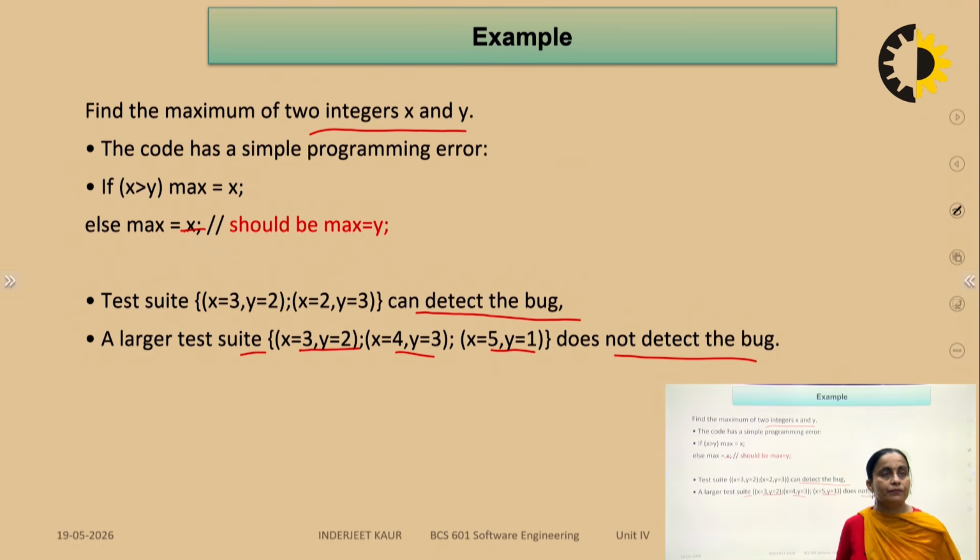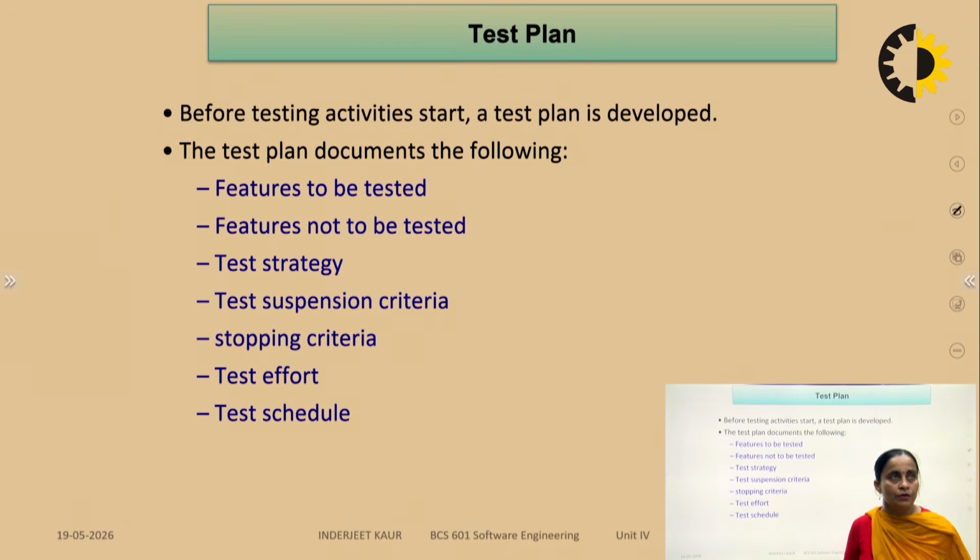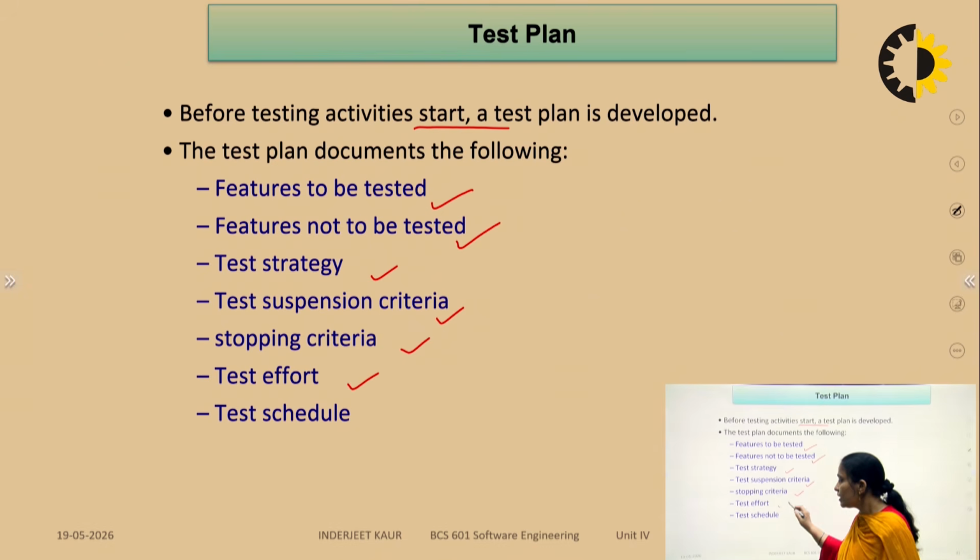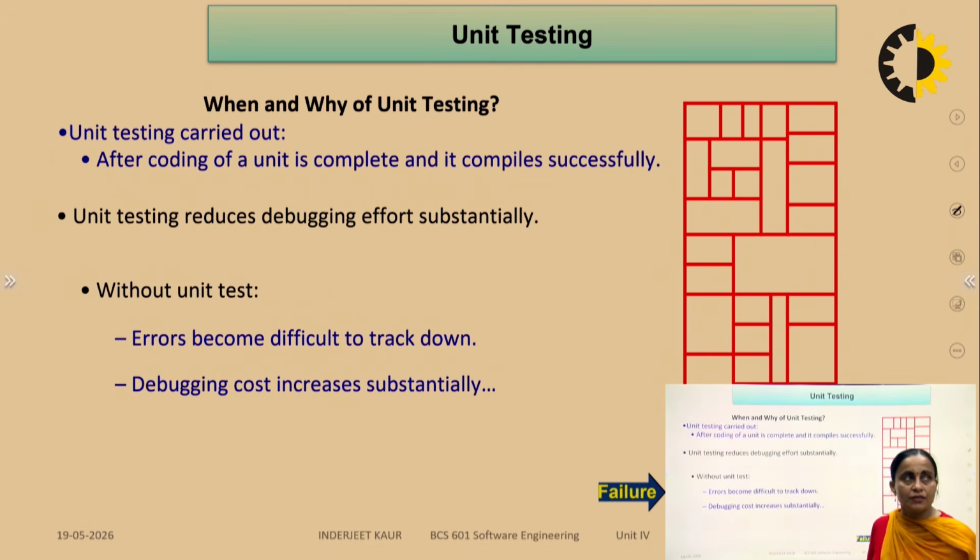How is my system handling all these test cases, whether it is a smaller test suite, a larger test suite, or a random test suite? So my test plan should be developed before the testing activity starts, in the form of what features should be tested, which features not to be tested, what the strategy should be, what the criteria for suspension should be, what the criteria for stopping should be, how much effort I should give for testing, and what my schedule should be. So this is the unit testing.